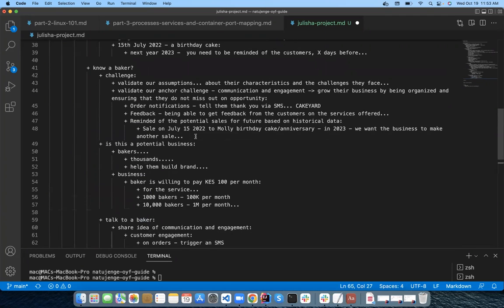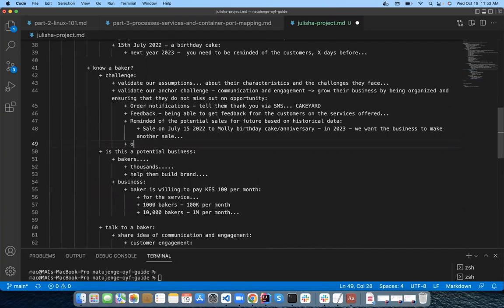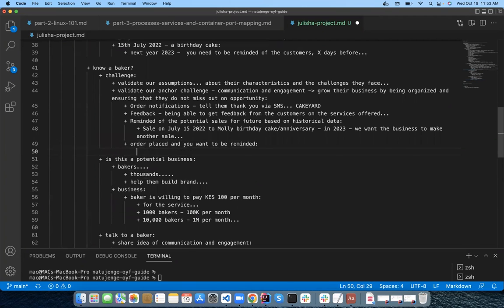I think this one I didn't. You have an order and you want to be reminded. So someone has ordered a cake for next month, in November 2022. Sorry, I'm still in July. So 2022, and you want to be reminded. So those are the use cases.